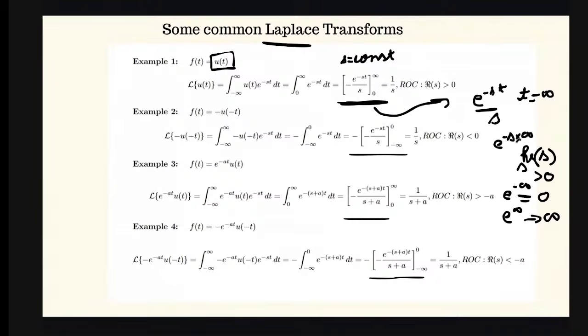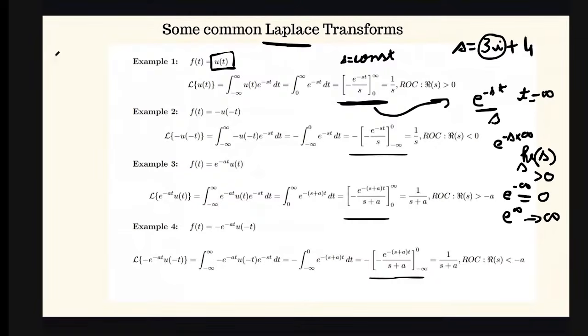I hope it's understood why we are taking the real part of s greater than 0. Because if the real part of s is less than 0, then this blows up. And somebody is asking, what if s is complex? S can be complex. Let's say you have s is equal to 3i plus 4.